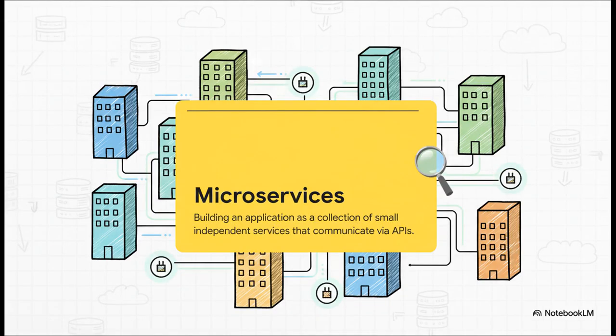So here's the textbook definition. The really crucial part to get is that each service is its own mini application. It can be developed, deployed, and scaled up or down completely on its own, without affecting the others. And the way they talk to each other is through something called APIs. Think of these as the roads and telephone lines connecting all the buildings in our city.